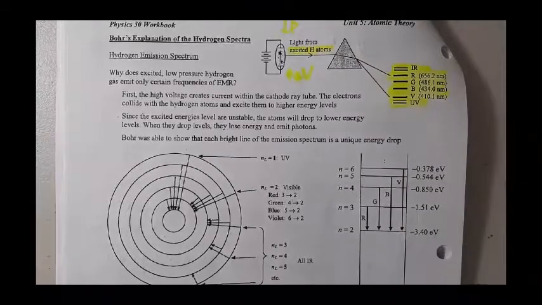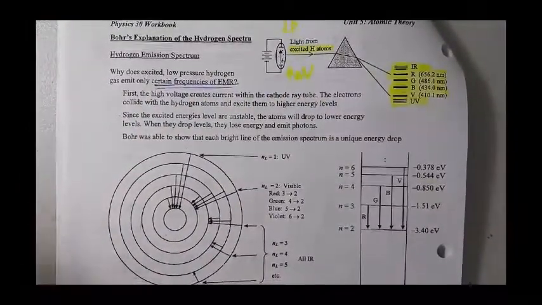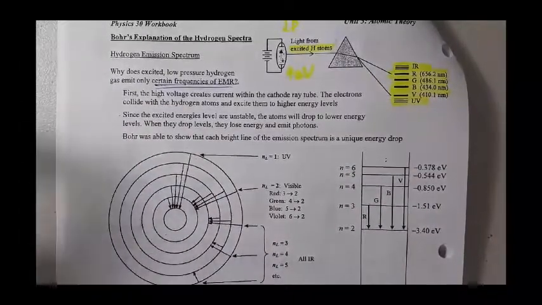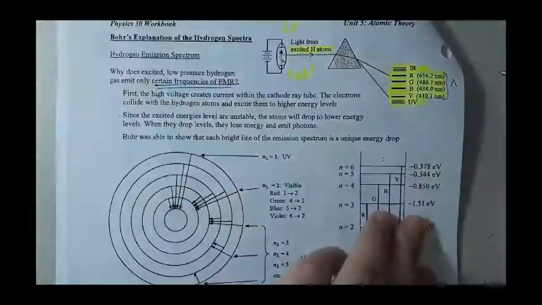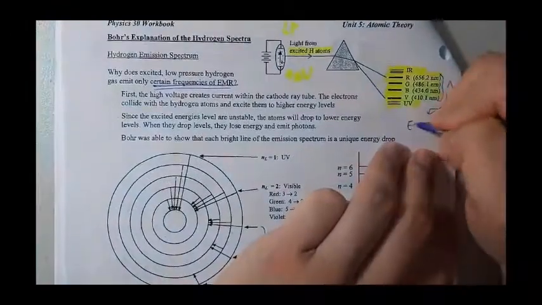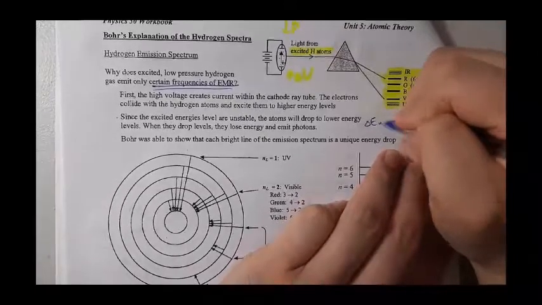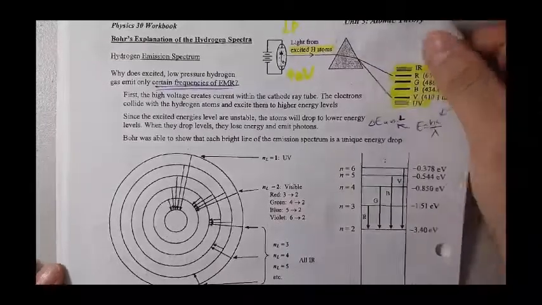So Bohr was thinking, and this is his experiment, right? Why does excited low pressure hydrogen gas emit only certain frequencies? And this is the reason why he started thinking. It's because a certain energy level emits certain light. So he first of all discovered these lambda. And from this lambda, he did the E = hc over lambda calculation and tried to connect with delta E, upper versus lower. And from that, he came to the conclusion.